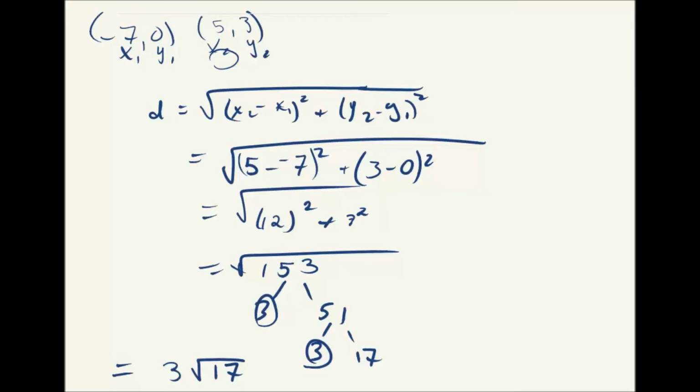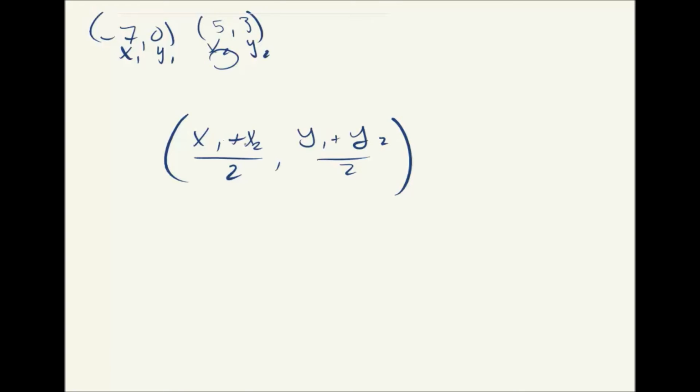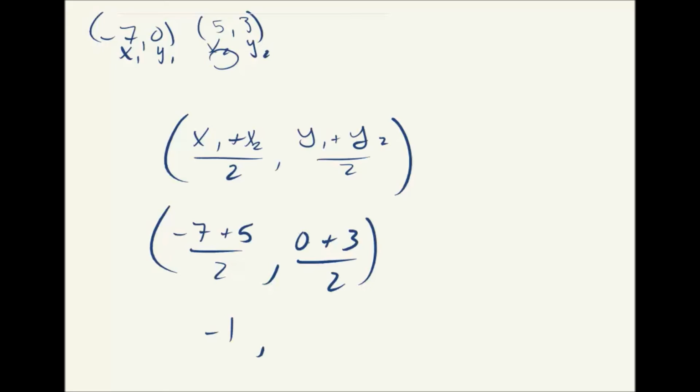Next, we need to find the midpoint. And that equation, once again, is x1 plus x2 over 2, comma y1 plus y2 over 2. We're going to plug in our x1 and our x2, so negative 7 plus 5 divided by 2. Y's are 0 plus 3 divided by 2. Simplify it, which will give us negative 7 plus 5 is negative 2 divided by 2, that's negative 1. 3 over 2 will just leave as 3 halves. So the midpoint between those 2 points is negative 1 comma 3 halves.